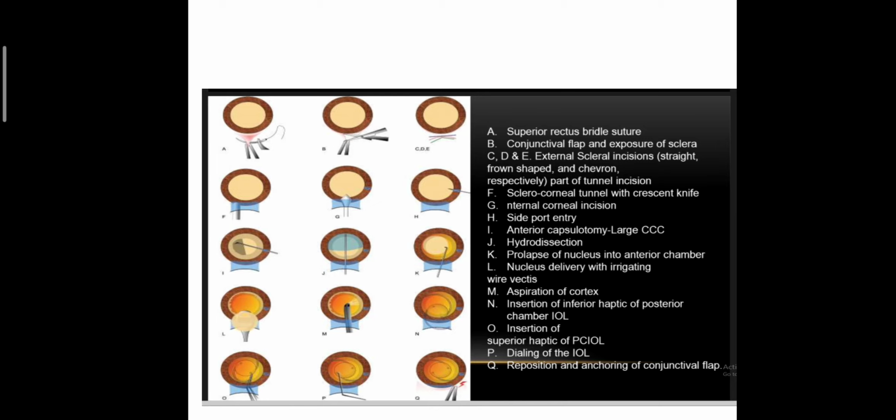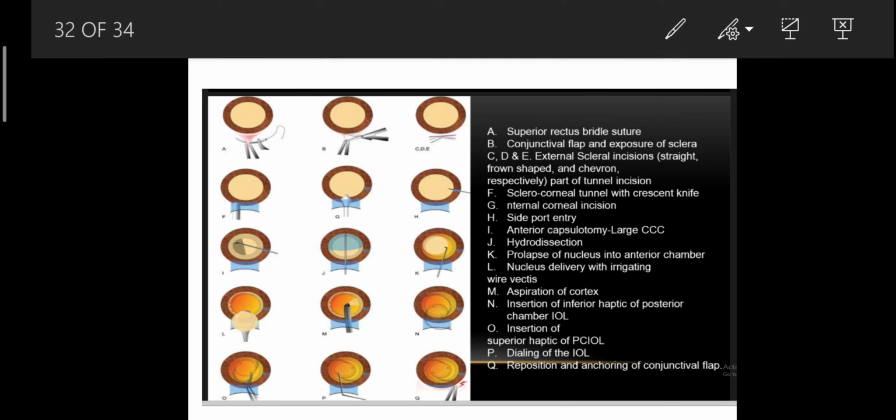So we need to do hydrodissection, a similar thing like ECCE. We need to inject a balanced salt solution or lactate, which is essential to separate the cortex from the nucleus. Followed by that, we are using a hook to prolapse the nucleus into the anterior chamber. This is an IOL dialer, or what we call a Sinskey hook. So we are prolapsing the nucleus into the anterior chamber, followed by the removal of the nucleus.